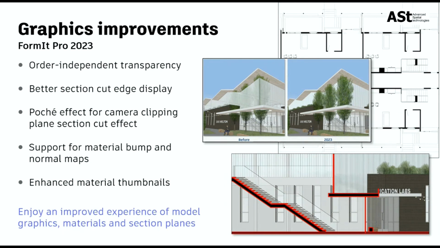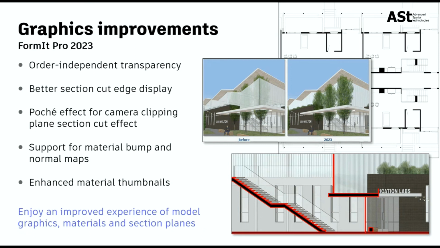Graphics improvements. There's a number of improvements, including order independent transparency. You can use this order independent transparency in FormIt, which fixes issues when transparent surfaces stack up in front of the camera. An example of this is transparent trees in front of a glossy glass surface.